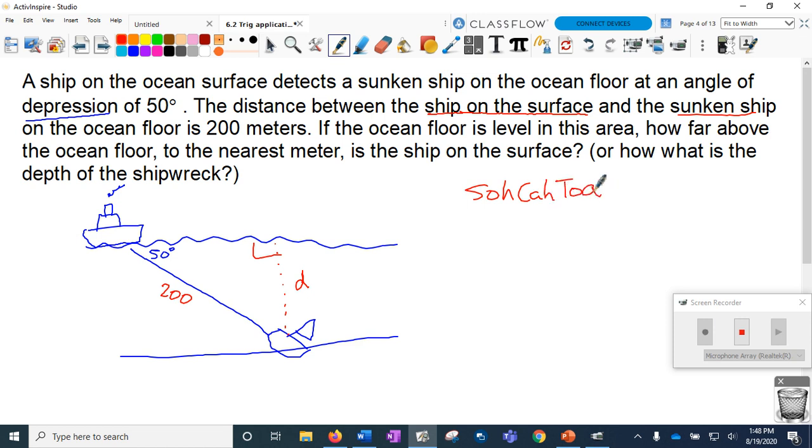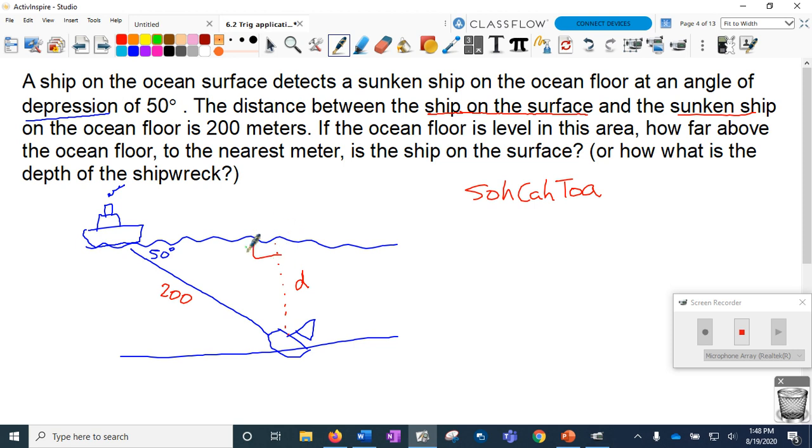SOHCAHTOA, do you remember what that stands for again? Sine, opposite, hypotenuse, cosine, adjacent, hypotenuse, tangent, opposite, adjacent. This reminds us how to set up our trig ratios. So let's go label our triangle to see which one of those we're going to use.